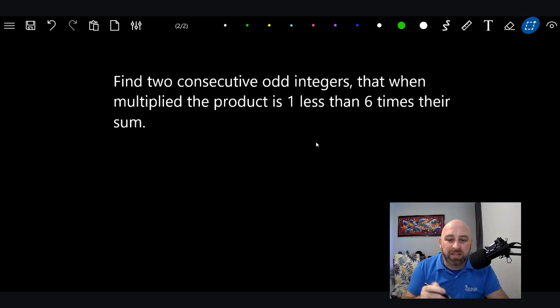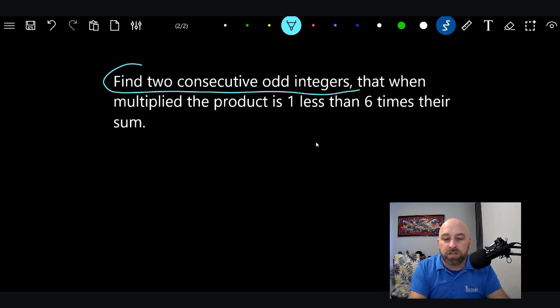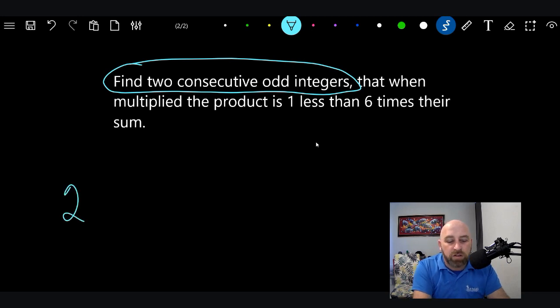So let's kind of start with this. Let's kind of do this in 2 different segments. So let's do this first part. Find the product of 2 consecutive odd integers. How would we write that? Well, the way that we write that is 2 consecutive odd integers. So if we take 2 times x plus 1, that's always going to give us an odd number.